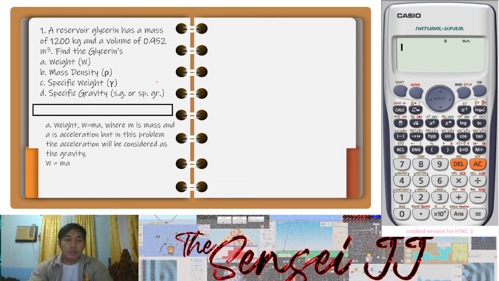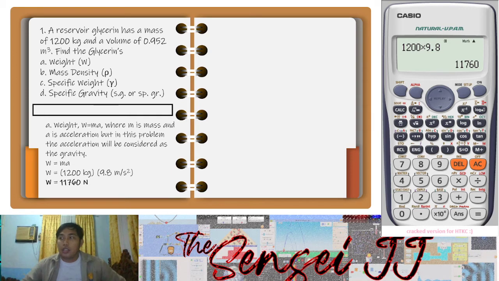Okay, so we have here weight is equal to mass times the acceleration. We will be substituting the value of our 1,200 kilograms multiplied by our 9.8 meters per second squared, which will then result to 11,760 newtons. So let's try to solve for this, 1,200 times the 9.8. We will have 11,760 newtons of weight.